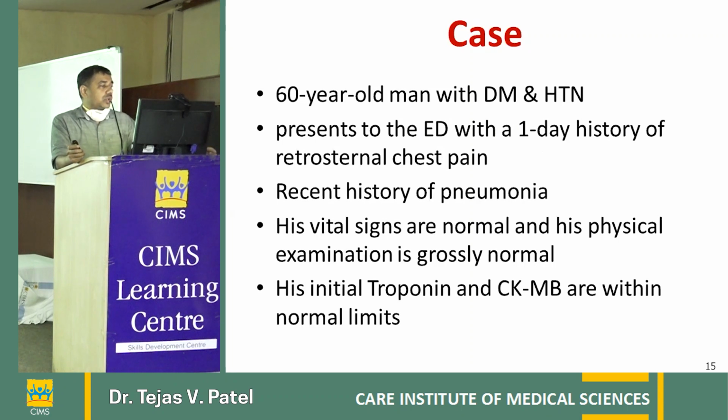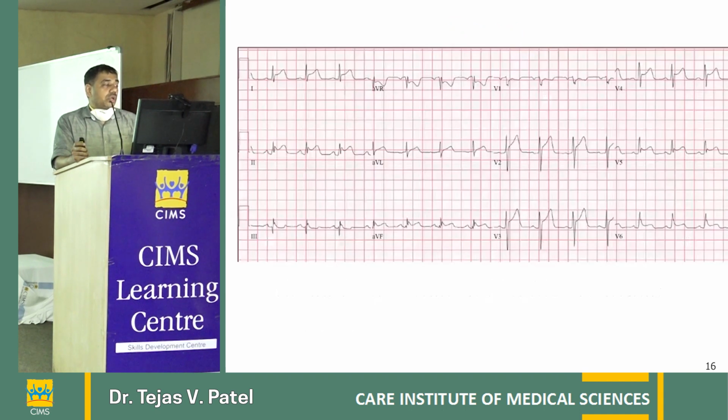The next case, a 60-year-old gentleman, diabetic, hypertensive, came to the emergency department with a 1 day history of retrosternal chest pain. He had a recent history of pneumonia. His vital signs were normal. Physical examination was grossly normal. Troponin, CPK-MB, everything is normal. And this is the ECG. Amit Bhai had seen the patient 1 week before, and now the patient came to the emergency department with this kind of ECG.